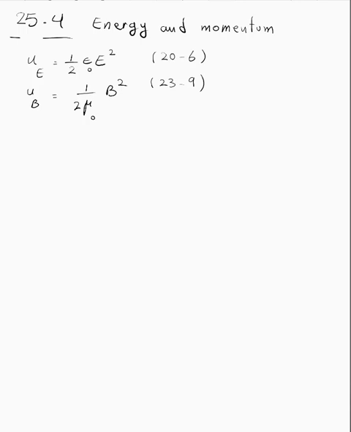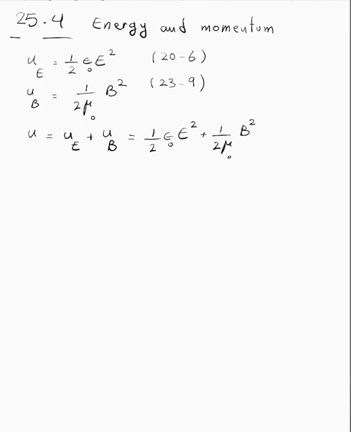In section 9 of chapter 23, we showed that the energy density of a magnetic field of magnitude B is shown by this expression here. Now we can say that the total energy density, that we call U, of an electromagnetic wave is simply the summation of both these equations. So as we expect, both electric field and magnetic field contribute to the total energy carried by a wave.